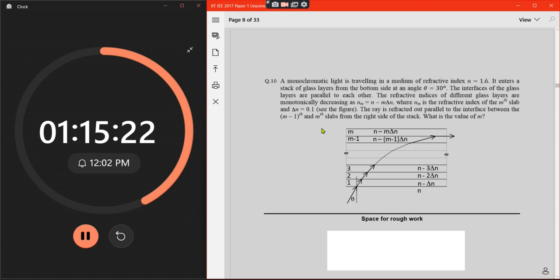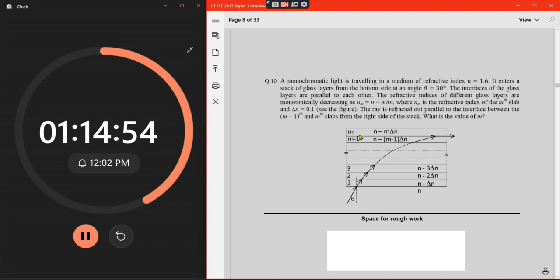So it's at angle of incidence 30 degrees. So what you have is sine 30 degrees, which is 1 upon 2, times the initial refractive index n. That is equal to the refractive index here, right? The angle of refraction is 90 degrees, that's what I'm assuming, so sine r is just 1 over there. And here the mth layer's refractive index.